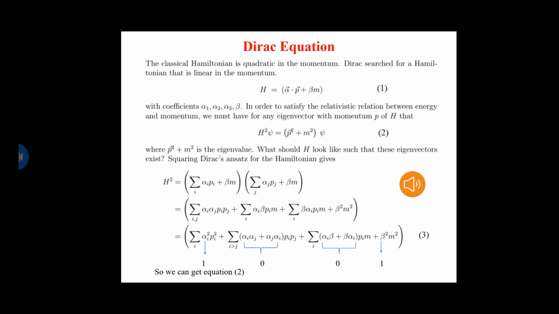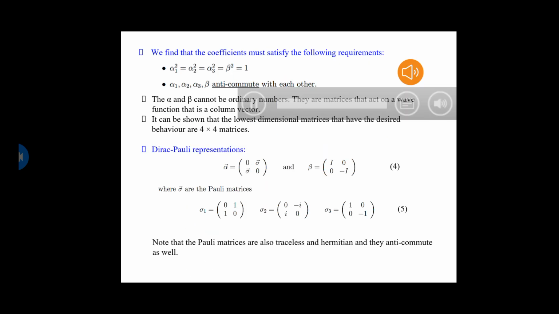Here alpha i squared p i squared is equal to p i squared, and beta squared m squared is equal to m squared, and the rest of the terms are 0. So we get equation 4, and we find that the coefficients must satisfy the following requirements: alpha 1 squared is equal to alpha 2 squared is equal to alpha 3 squared, which is equal to beta squared, is equal to 1. Alpha 1, alpha 2, alpha 3 and beta anti-commute with each other.